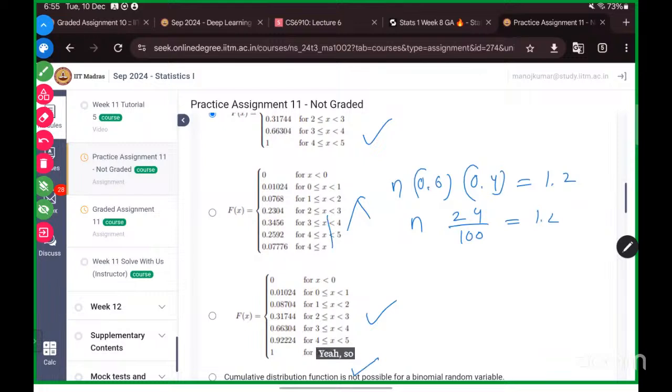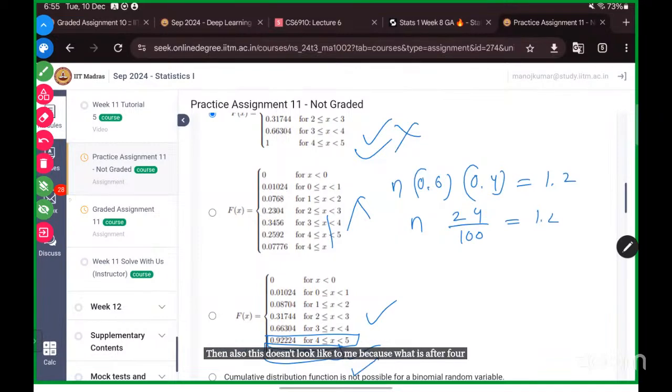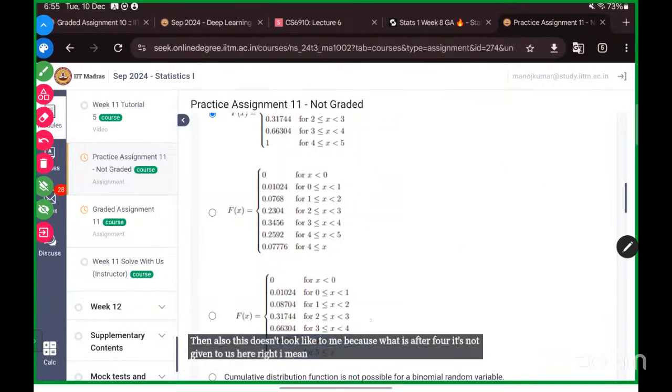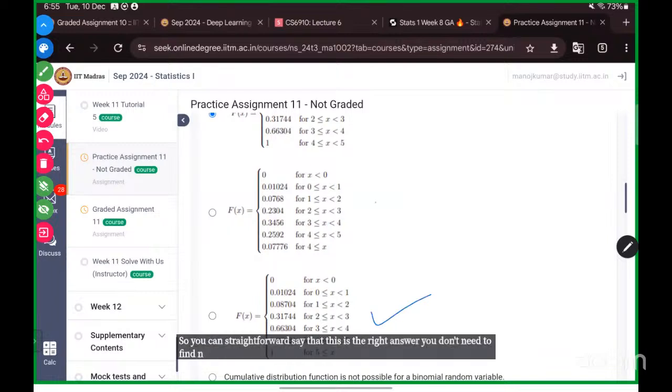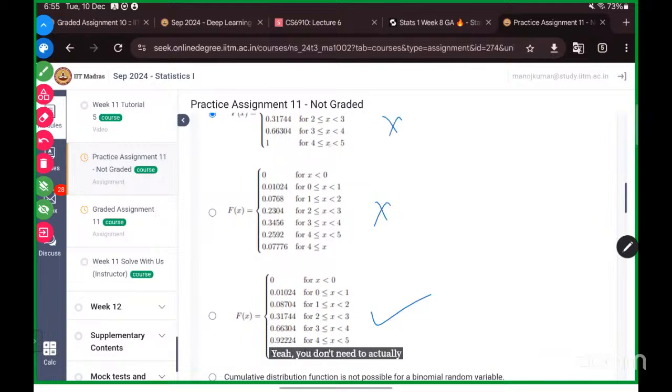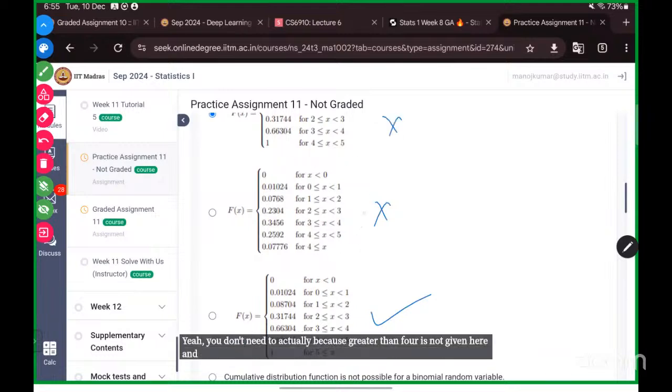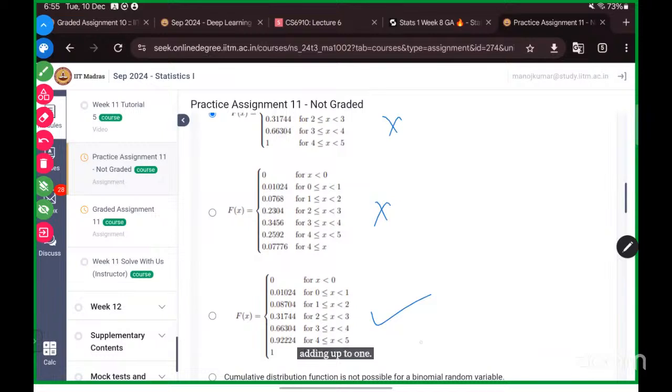So I need to figure out maybe this value, or if I even find the n value, then I think it's solvable. If n is going to be 5, then this is the value. If n is going to be 4, then also this doesn't look right to me, because what is after 4 is not given to us here. So you can straightforwardly say that this is the right answer. You don't need to find n, because greater than 4 is not given here, and here it's not adding up to 1.